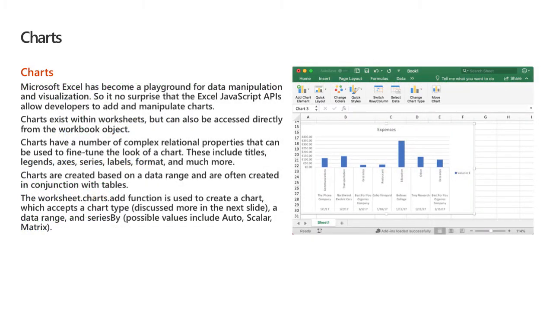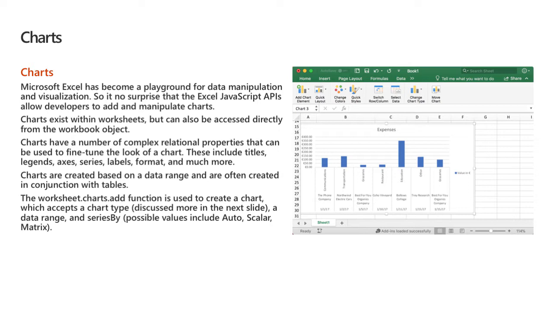Let's talk about charts. Microsoft Excel has become a playground for data manipulation and visualization, so it's no surprise that the Excel JavaScript APIs allow developers to add and manipulate those charts. Charts exist within worksheets, but can also be accessed directly from the workbook object. Charts have a number of complex relational properties that can be used to fine-tune the look of a chart. These include titles, legends, axes, series labels, format, and many more things.